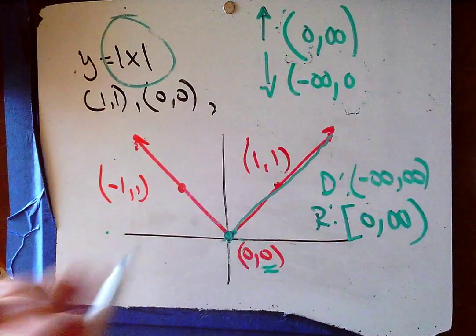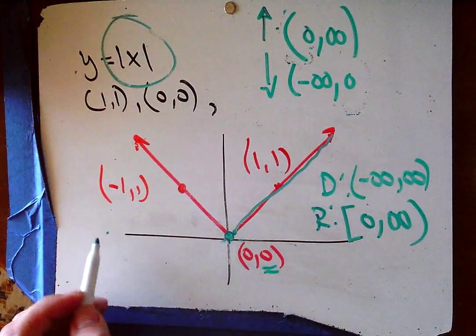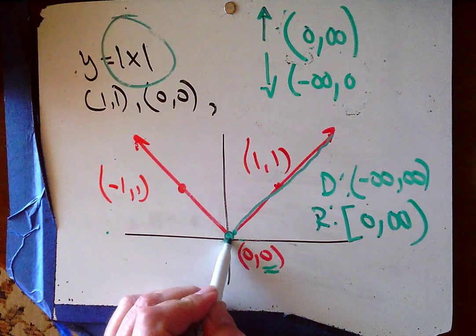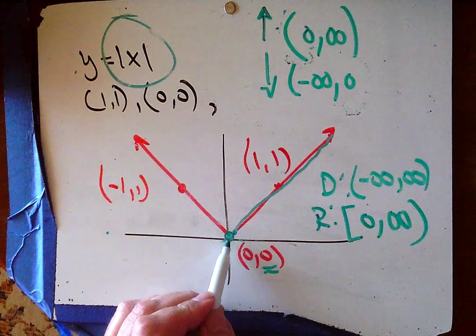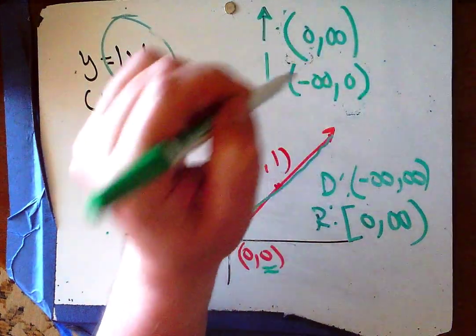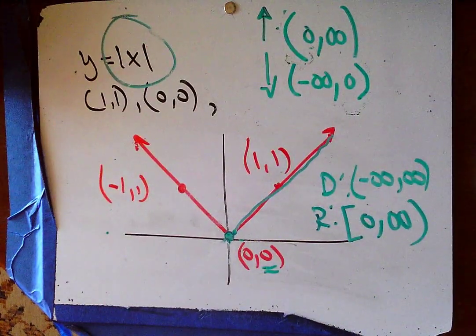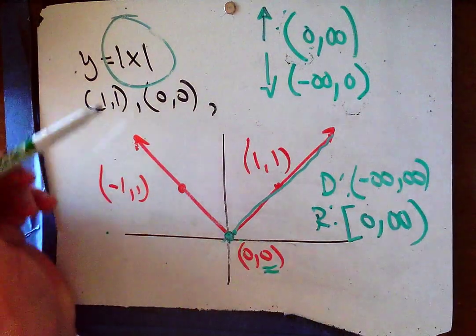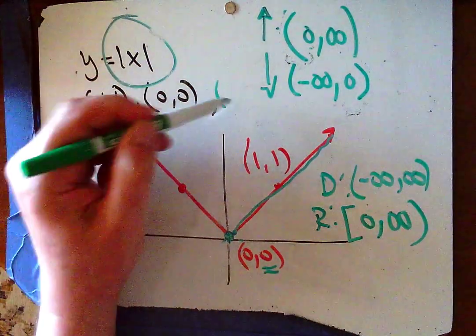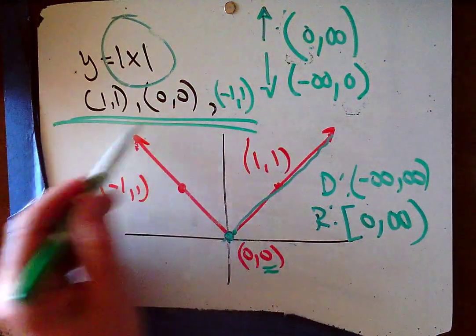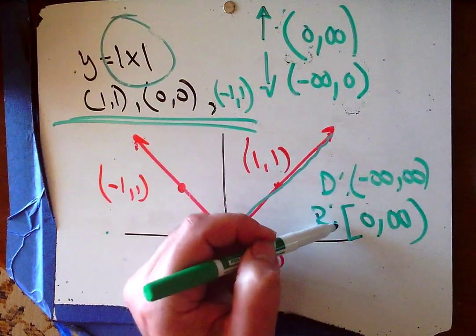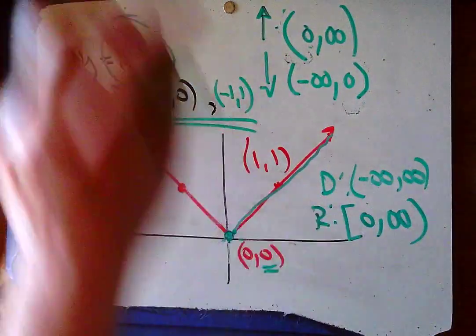And likewise, decreasing. I'm decreasing until I get to this x value of 0. At 0, I'm neither increasing nor decreasing. So I want to have a parenthesis there for decreasing. Okay? So we had our reference points, negative 1, 1. Here are our reference points. Here's our reference graph. Here's our domain and range. And this is increasing and decreasing.